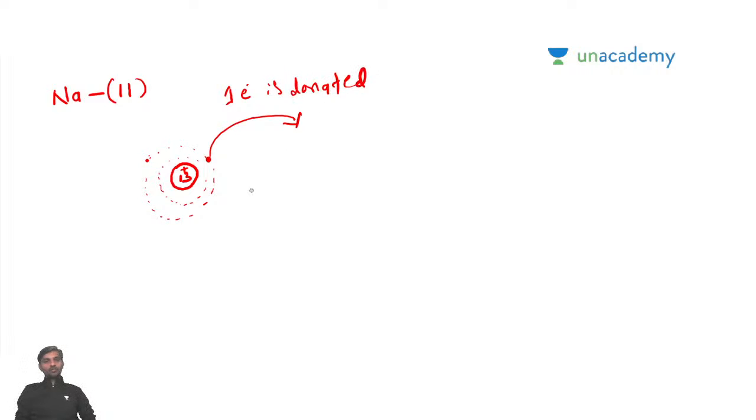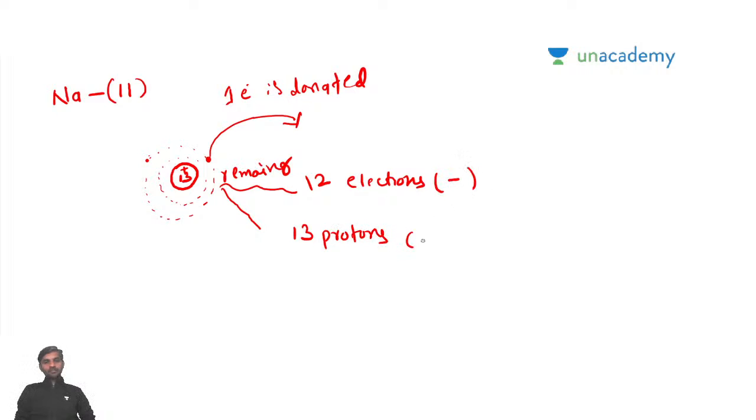When one electron is donated, how many remain? 12 electrons remaining, and 13 protons will be there. That is, this is negative charge and this is positive charge. You can see here, this is the new Na.